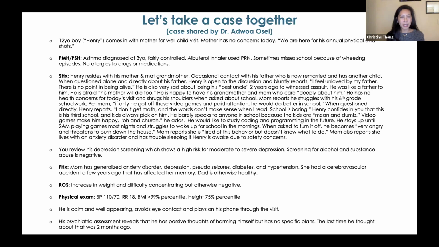He's been very sad because he lost his best uncle 2 years ago after witnessing that assault. And this uncle was like a father to Henry. He's worried that his mother will die too. And he's happy to have his grandmother and mom in his life who care deeply about him. He has no health concerns for today's visits.